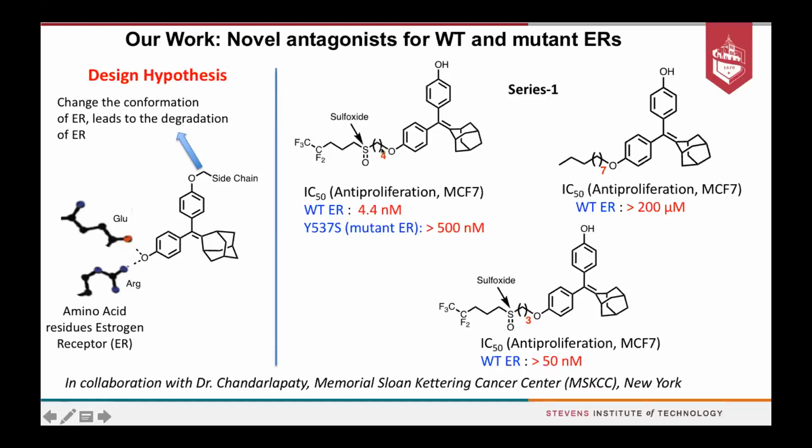Also, changing the size of the linker length from the carbocyclic core to this polar group. Shown here, this is a 4-carbon linker. If you change that 4-carbon linker to a 3-carbon linker, this also lowers the potency, as shown by the IC50. We have an ongoing collaboration on this project with Dr. Chandra Lapati at Sloan Kettering Hospital.